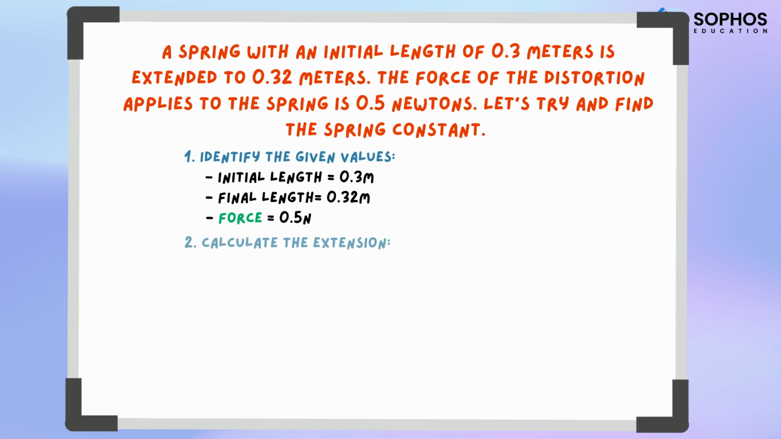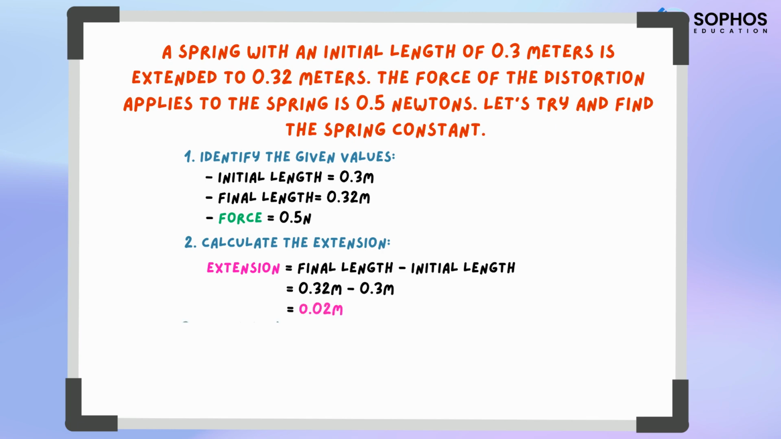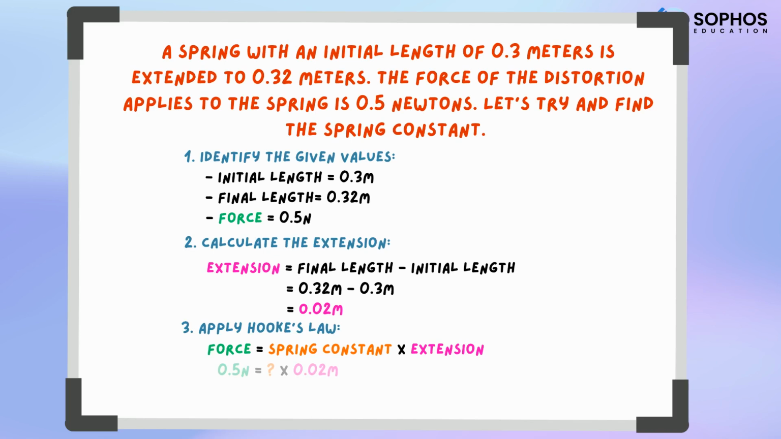Next, calculate the extension. This is the extended length minus the initial length. So 0.32 meters minus 0.3 meters, which gives 0.02 meters. Now apply Hooke's law. Force F equals spring constant k times extension. 0.5 equals k times 0.02 meters. k equals 0.5 over 0.02. Therefore, the spring has a spring constant of 25 newtons per meter.